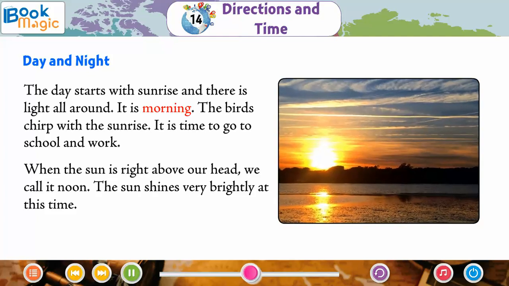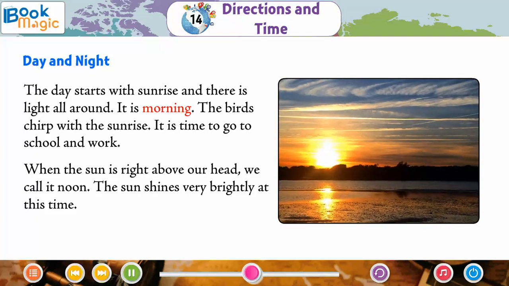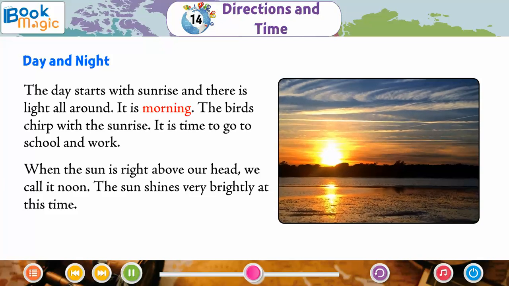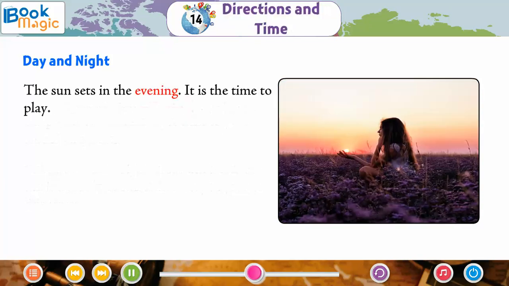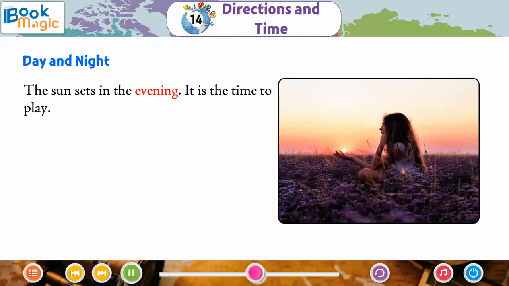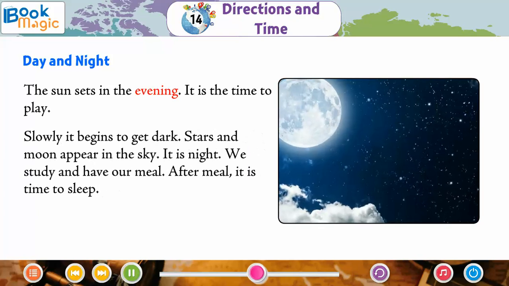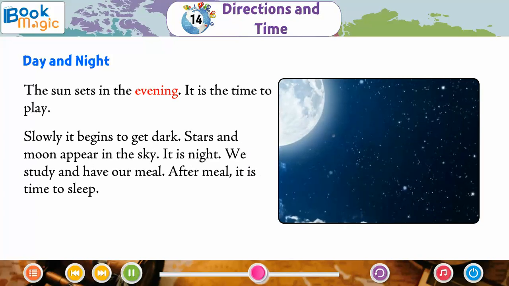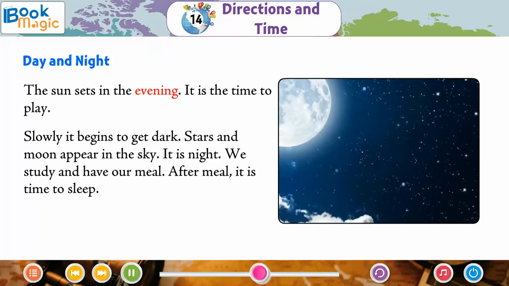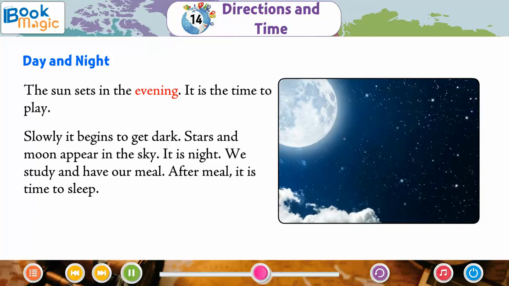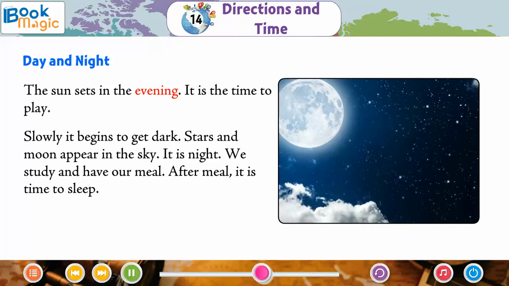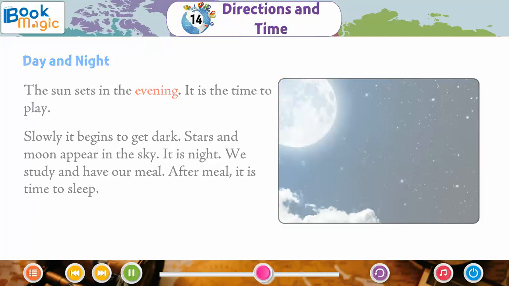When the sun is right above our head, we call it noon. The sun shines very brightly at this time. The sun sets in the evening. It is the time to play. Slowly it begins to get dark. Stars and moon appear in the sky. It is night. We study and have our meal. After the meal, it is time to sleep.